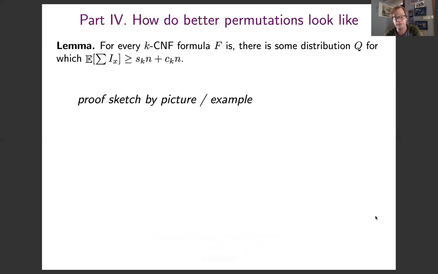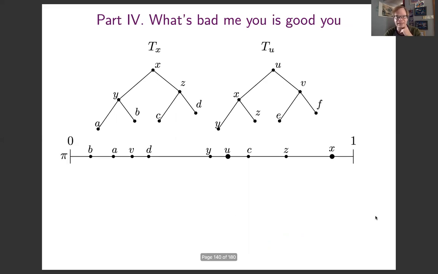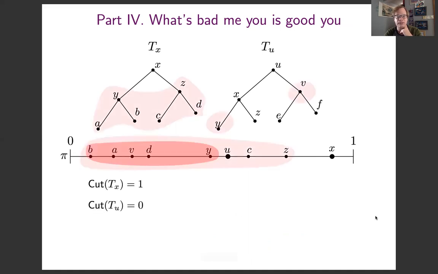Good. So we have to prove this lemma, and I give you a proof by picture and example. There is an easy case. Imagine you have these 2 variables, x and u, and this is your permutation. Now you can easily see cut of Tx happens, but for Tu it doesn't happen. Now when you move x to the left, this changes, right? Now z comes afterwards, and now Tx stops having a cut. So the event cut goes from happening to non-happening.